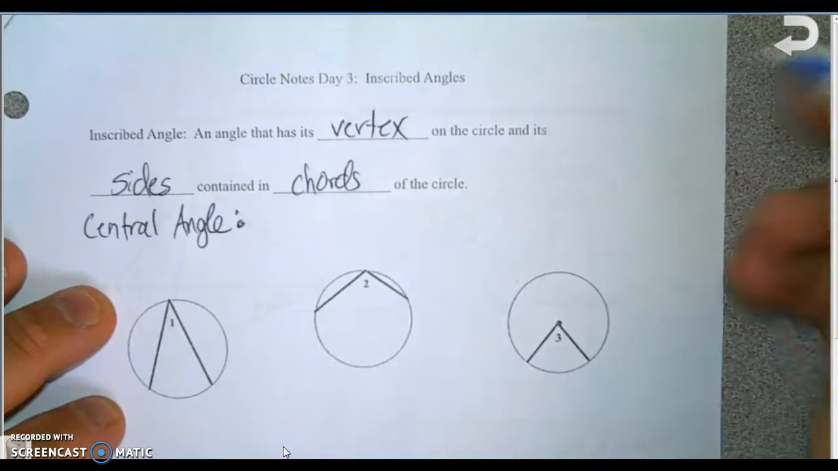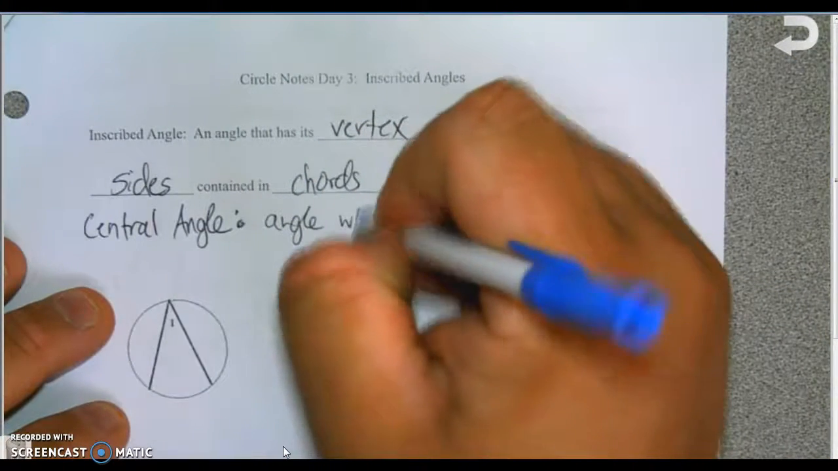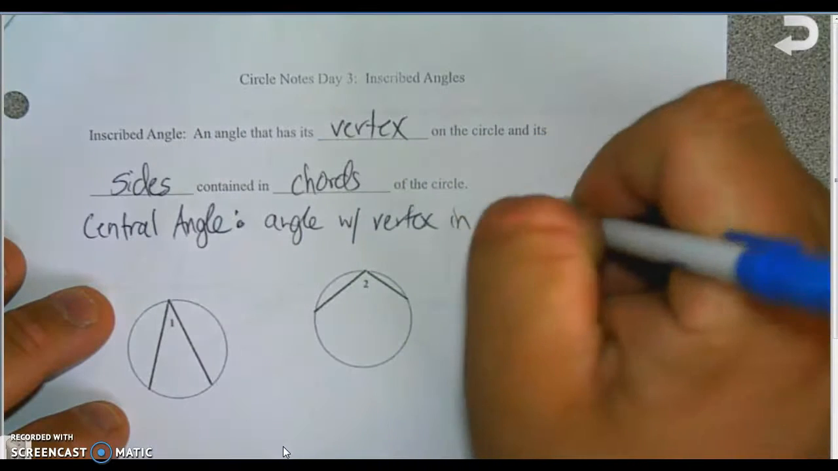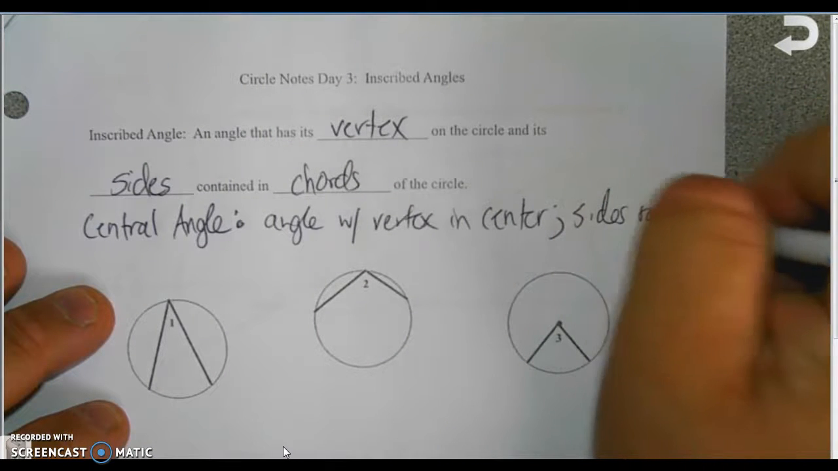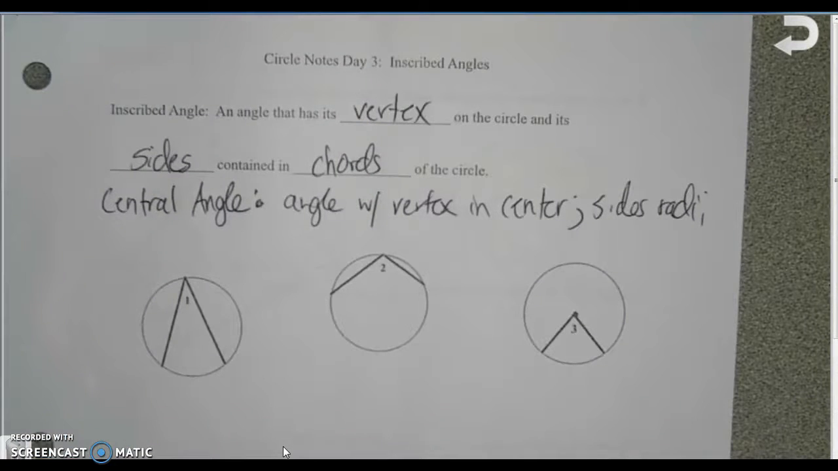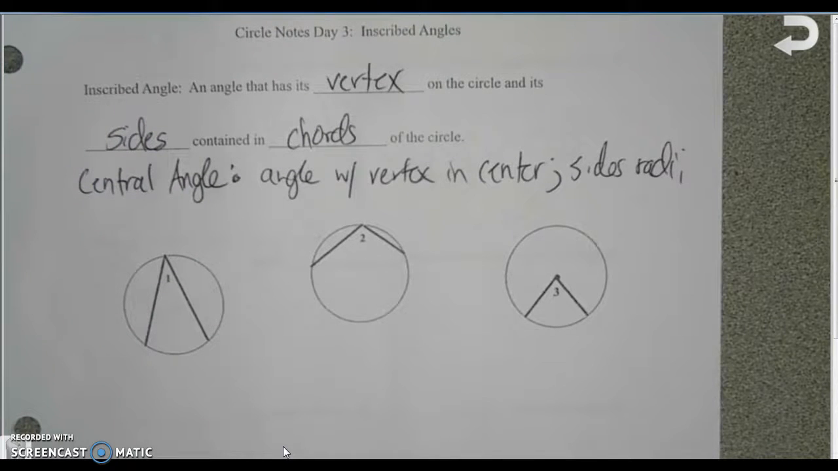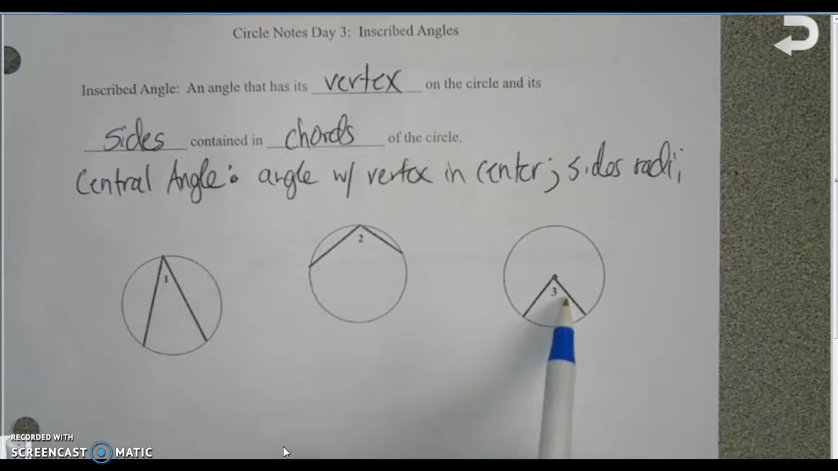A central angle was an angle that had a vertex in the center, and the sides were radii. And so what I want you to decide real quick is, of the 3 pictures here, what are they? Are they inscribed or are they central? One and 2 are inscribed, and 3 is central.